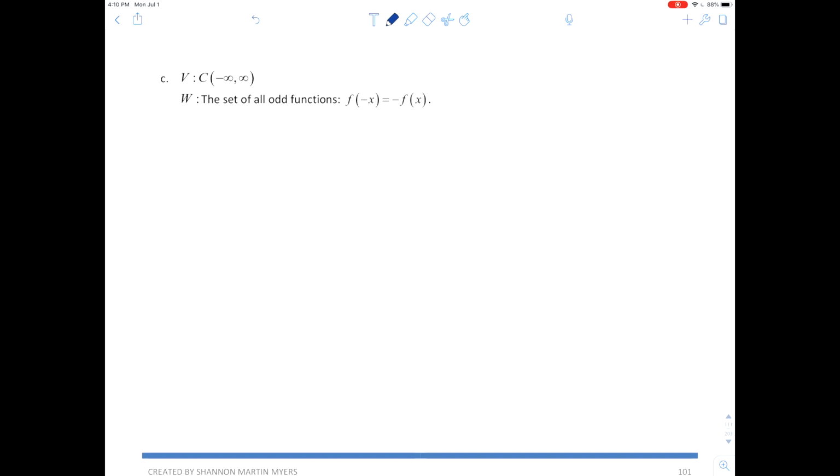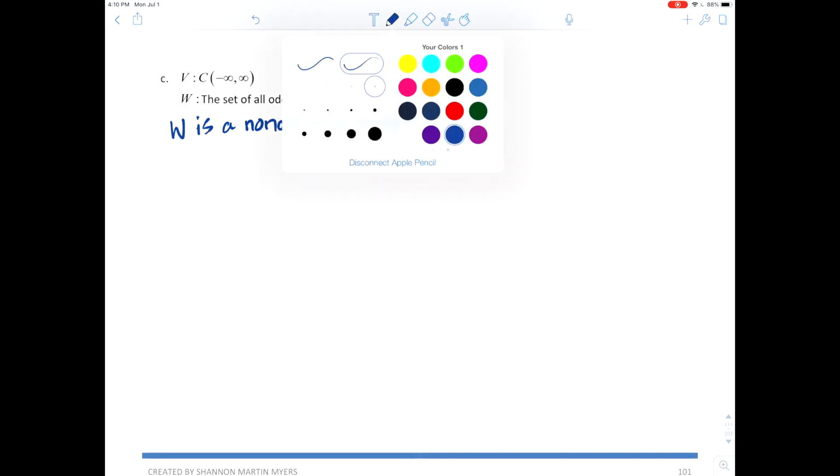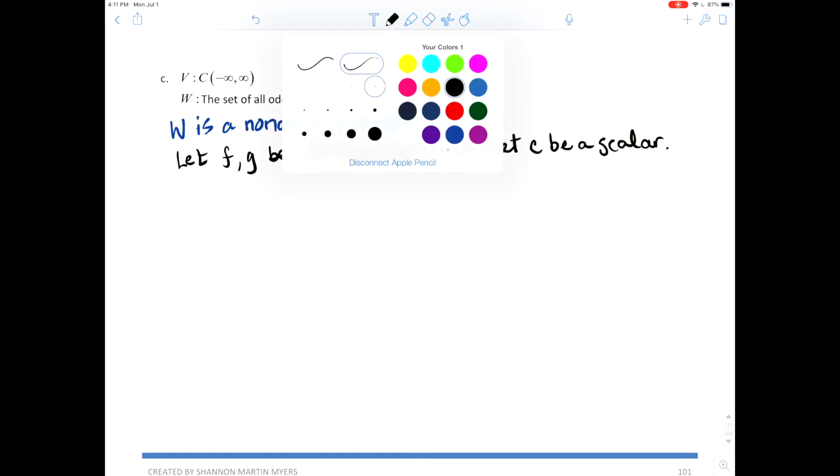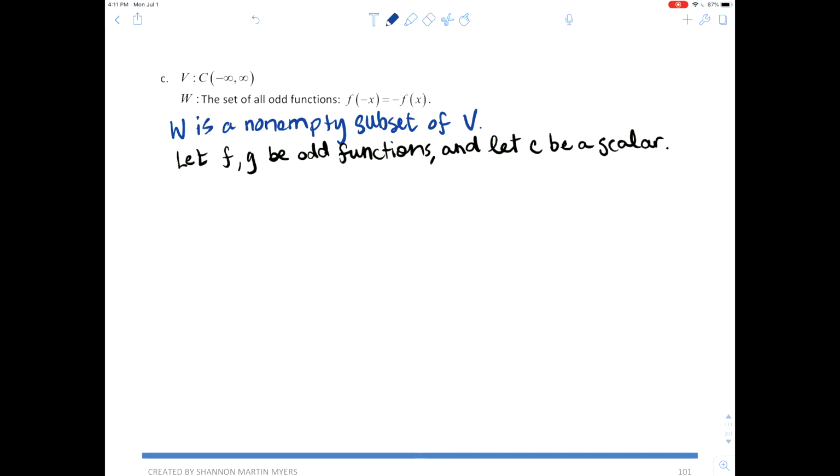So what do we have to say? Beautiful. We have to say that W is a non-empty subset of V. And if we let f and g be odd functions, and we'll let c be a scalar, or belong to the real numbers, however you want to say it. Okay, so let's see what we get.